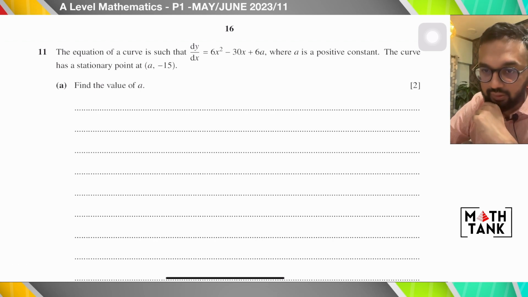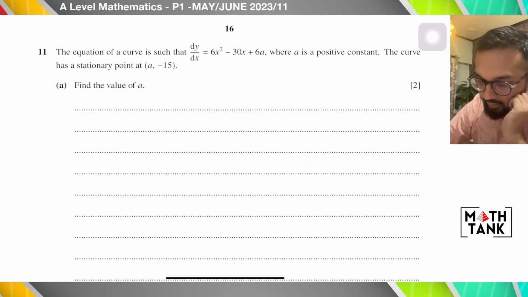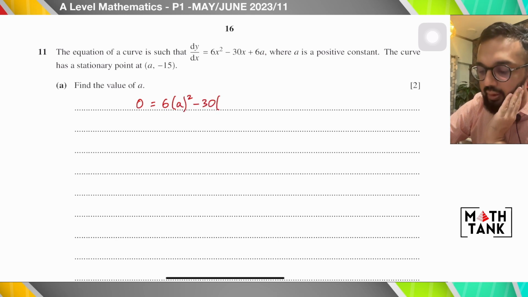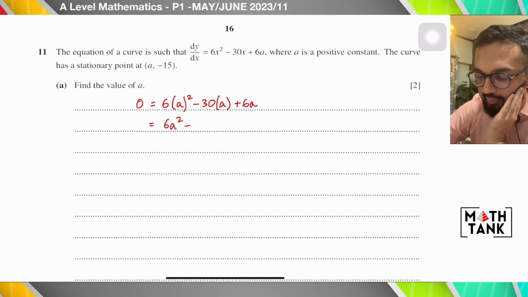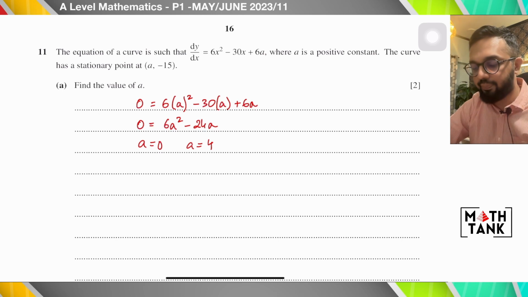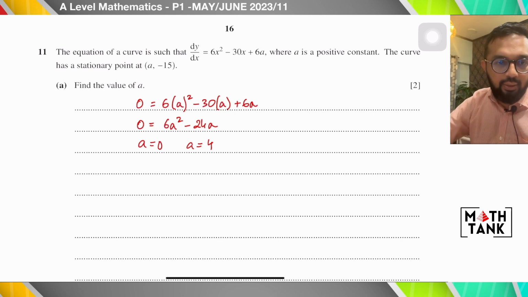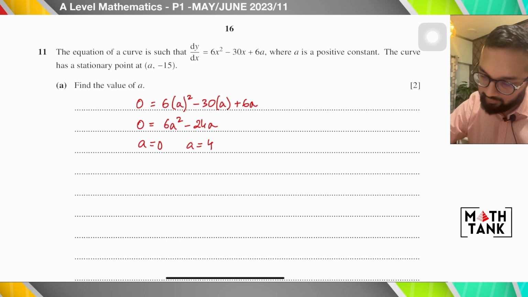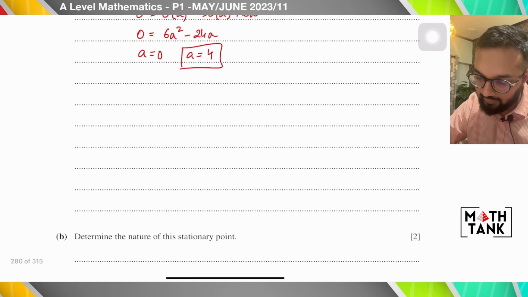It says the equation of the curve is this, where a is positive. The curve has a stationary value at a comma minus 15. Find the value of a. So when I have a stationary value, I can say that at this point dy over dx will be 0. So 6a squared minus 24a is either 0 or is 4 from my calculator. Okay, can't be 0 because it's positive, so a is 4.